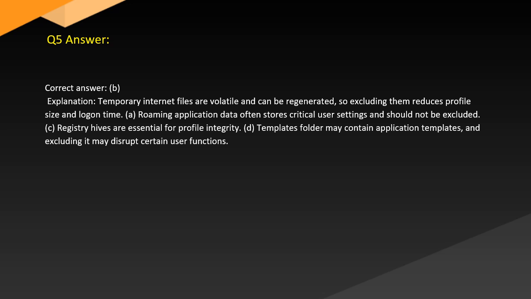Answer. Correct answer: B. Explanation. Temporary internet files are volatile and can be regenerated, so excluding them reduces profile size and logon time. A. Roaming application data often stores critical user settings and should not be excluded. C. Registry hives are essential for profile integrity. D. The Templates folder may contain application templates, and excluding it may disrupt certain user functions.